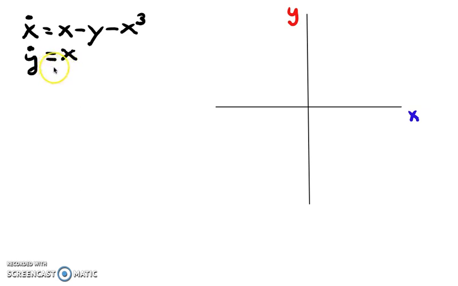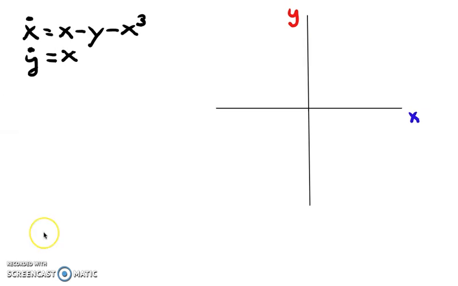Now usually the best way to begin in phase plane analysis is to draw the nullclines, and in this case the y nullcline actually looks simpler, so I'll start with the y nullcline. The condition for the y nullcline is that the rate of change of y is 0. So this is the condition that actually determines the location of the y nullcline.